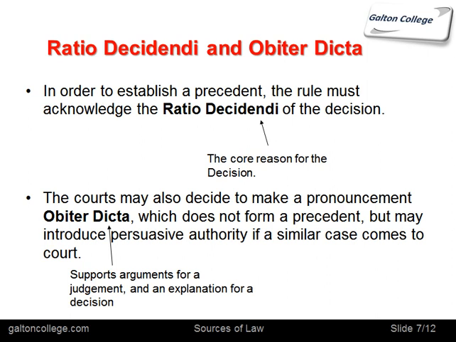The courts may also decide to make a pronouncement which is called an obiter dicta, which does not form part of the precedent, but may introduce persuasive authority for a similar case in the future. So the obiter dicta is discussing other parts of the case. It's not the essential ruling. The essential ruling is the ratio decidendi.